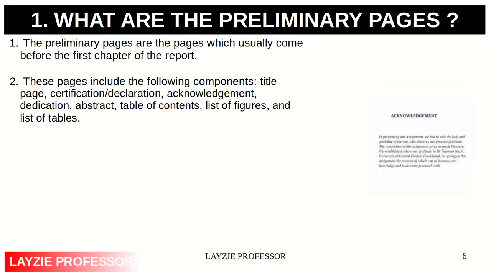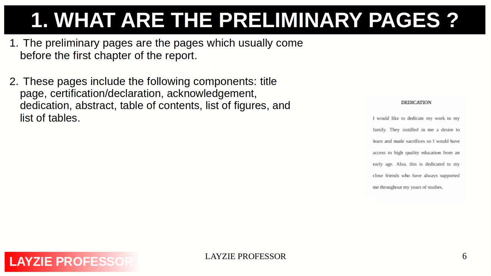Then the acknowledgement page would have information related to people who assisted or helped you in various ways in doing the research. So you acknowledge them, and whatever you want to write about them, you can do so on this page. Then there will be a dedication page where you list the persons or institution you've dedicated your research report to.